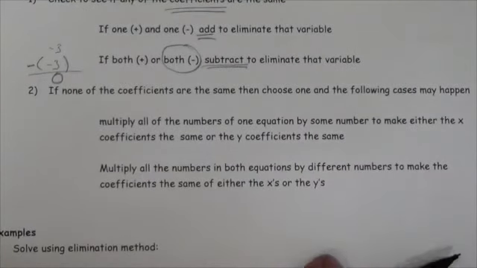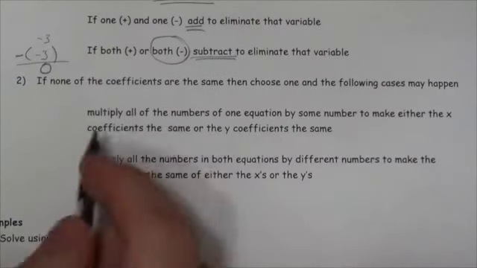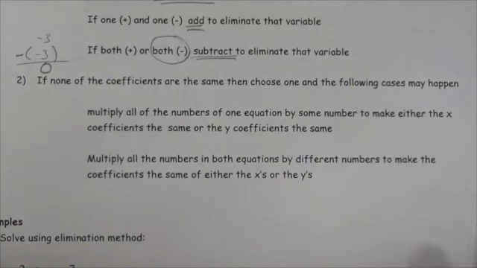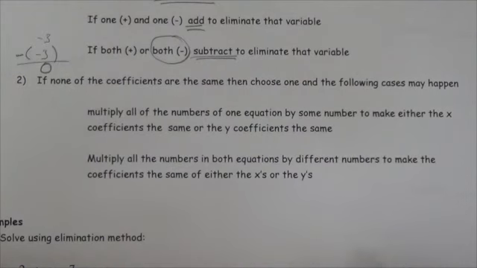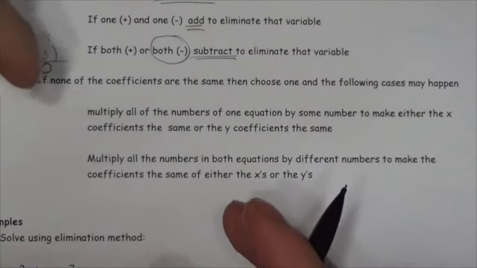But if they're not, then what we've got to do is choose one of the variables and then do something else. What we're going to do is multiply all the numbers in one equation by some number to make either the x coefficients or the y coefficients the same. One of the misunderstandings that people have is they think that you have to multiply both equations by that same number. That's not true. You can just pick one of the equations and multiply it through by whatever number you need to make the coefficients the same.